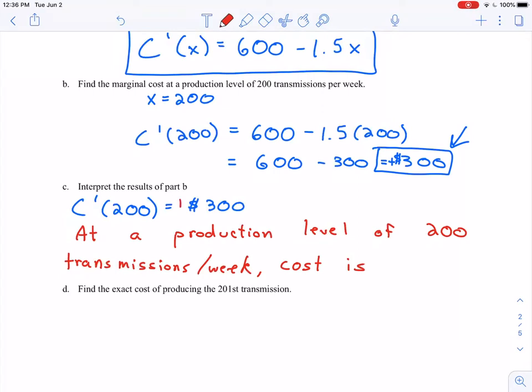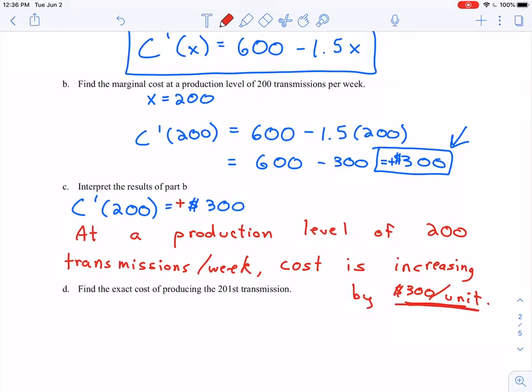Here we said we had a positive 300, so the cost is increasing by $300 per unit. This is a way for us to look at how the cost is changing at this particular production level. So if I chose to increase my production, my overall cost would increase by about $300 per unit here.